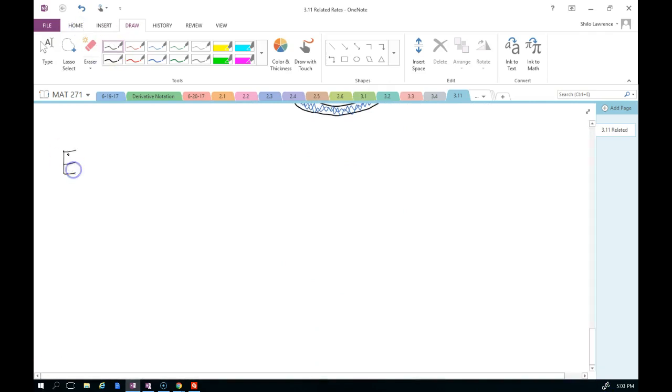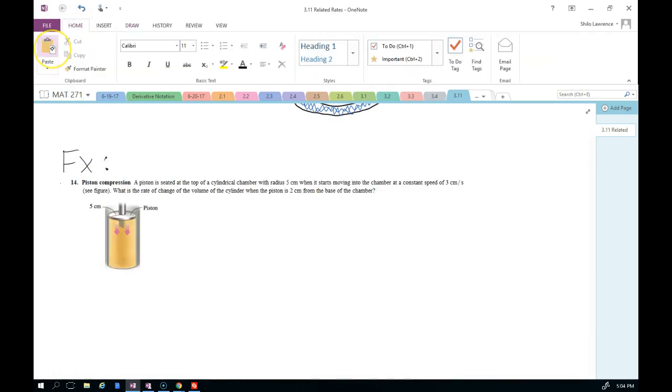So we're going to do a couple more that get a little bit more difficult. And I know this next one, you've got one similar to in your homework. And it's talking about piston compression. It says a piston is seated at the top of a cylindrical chamber with a radius of 5 centimeters. So I'm going to go ahead and write that down for now. We may need it, we may not. We'll see. When it starts moving into the chamber at a constant speed of 3 centimeters per second.